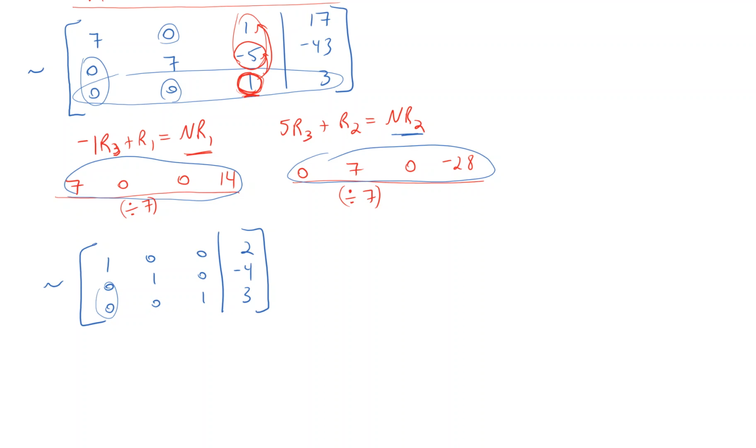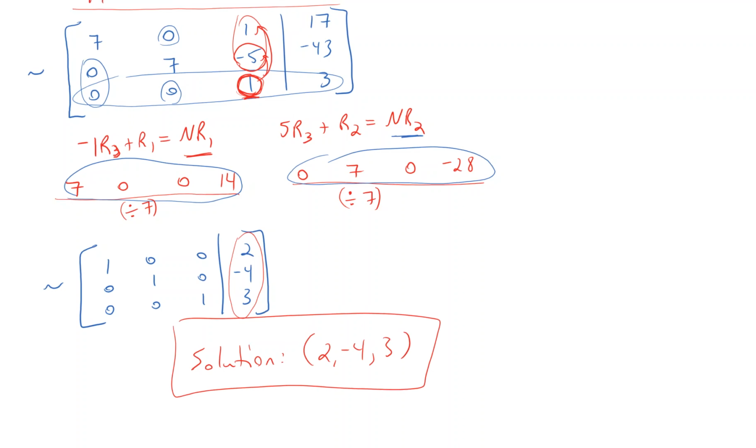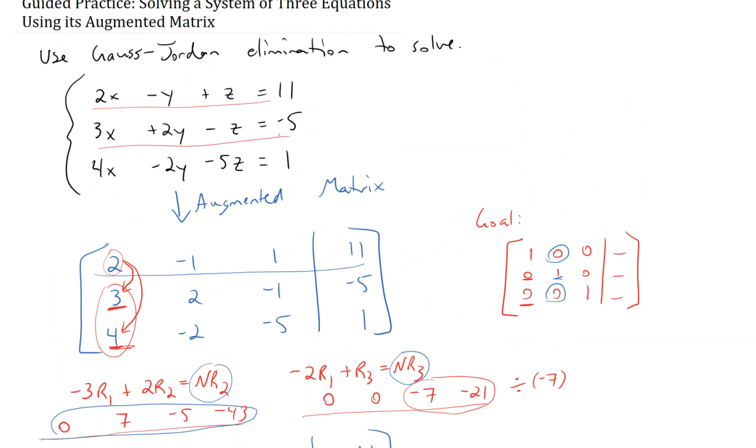So this is reduced row echelon form, meaning that these numbers are the solution to the system. So the solution is the ordered triple 2, negative 4, 3. And you can check that by plugging in that x, y, and z values into the original equations, and you'll see that it makes all 3 of those true.